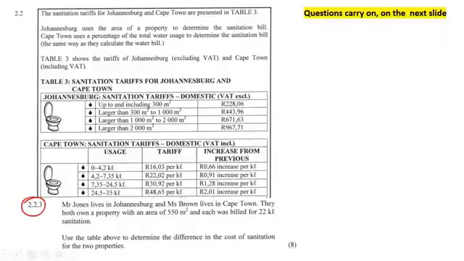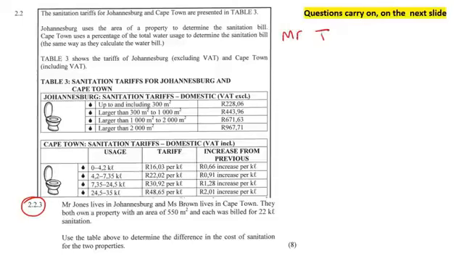Next question. Mr. Jones lives in Johannesburg and Mrs. Brown lives in Cape Town. Or Miss Brown, sorry. They both own a property with an area of 550 and each was billed for 22 kiloliters sanitation. Use the table above to determine the difference in the cost for the two properties. Okay, so let's start with Mr. Jones.